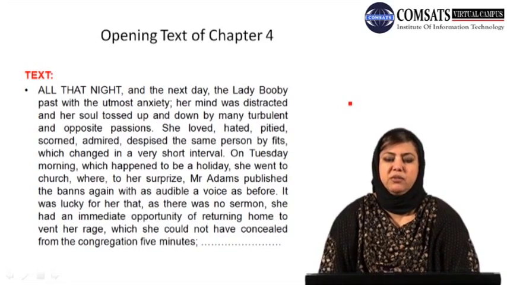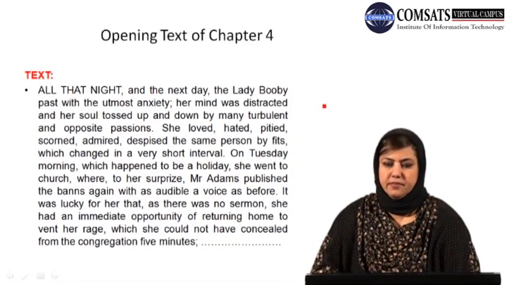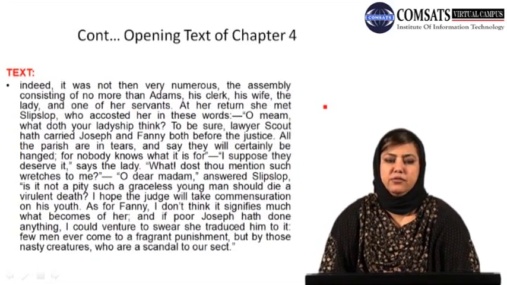On Tuesday morning, which happened to be a holiday, she went to the church, where to her surprise Mr. Adams published the banns again with as audible a voice as before. It was lucky for her that as there was no sermon, she had an immediate opportunity of returning home to vent her rage, which she could not have concealed from the congregation for 5 minutes.